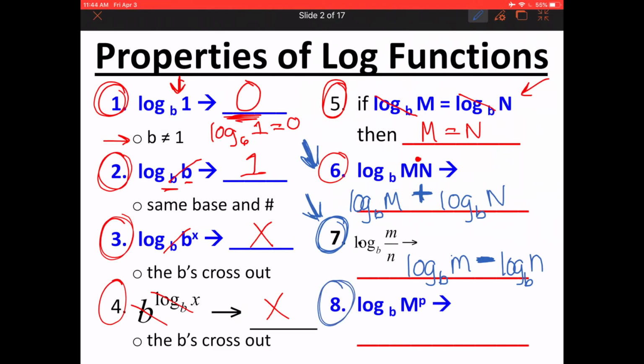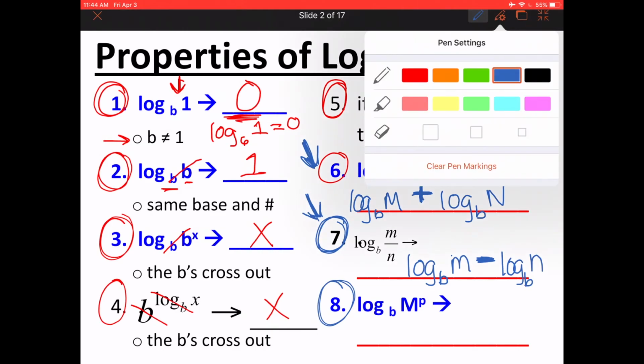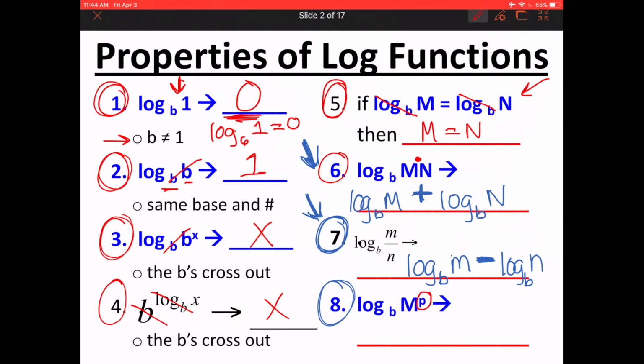And for my final property, log base b of m to the power of p, when you have an exponent here, what you can do is put it in front of the log as multiplication. So this would be rewritten as p times log base b of m. And we'll see here through the different examples how these different properties come into play with solving. But please save this slide, guys, fill it out on your own, or just make sure you're going back to it as we go through the homework.